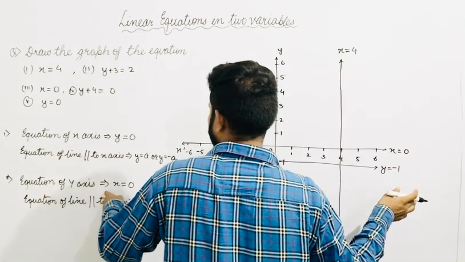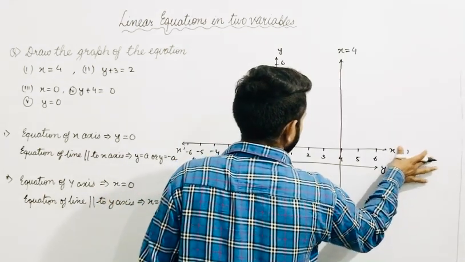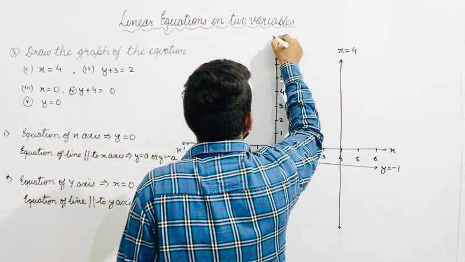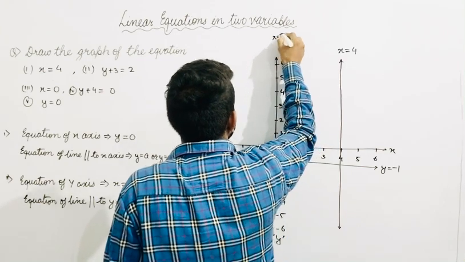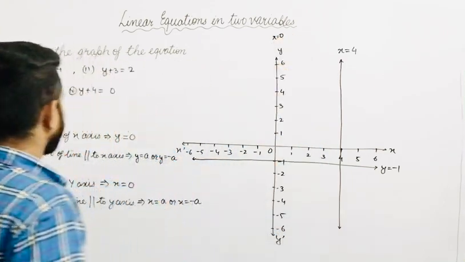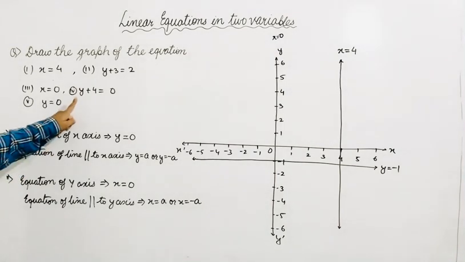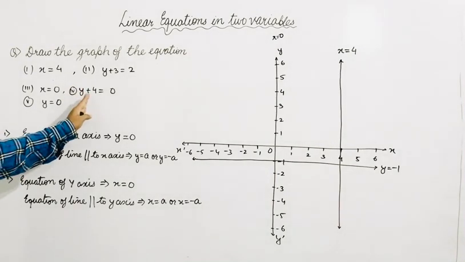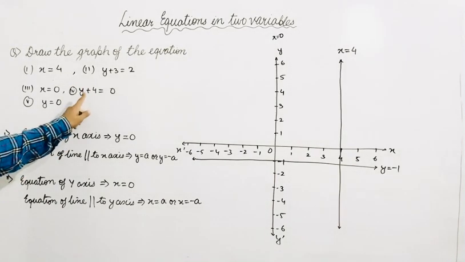You can say it is the equation of a line. Write it here. It is x equals 0, the equation of the y-axis. Y plus 4 equals 0. What does y plus 4 equals 0 mean? Y equals minus 4.